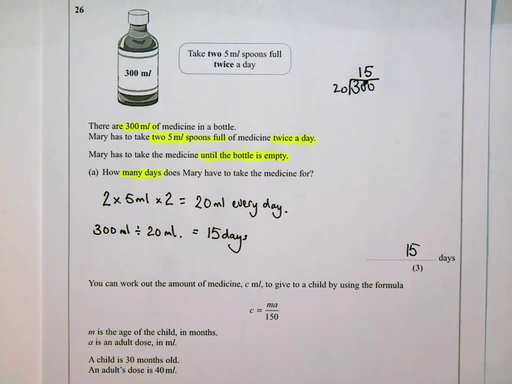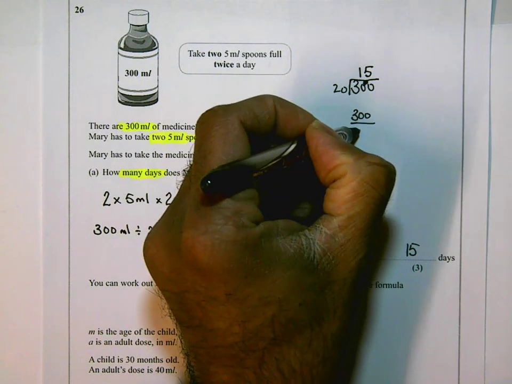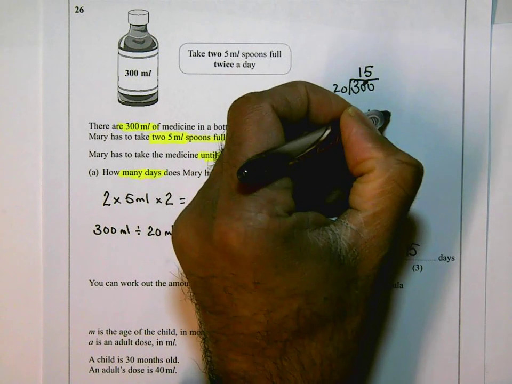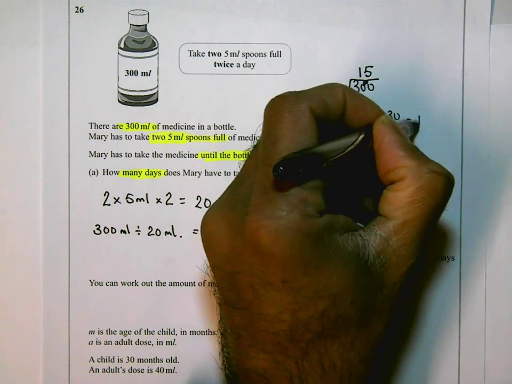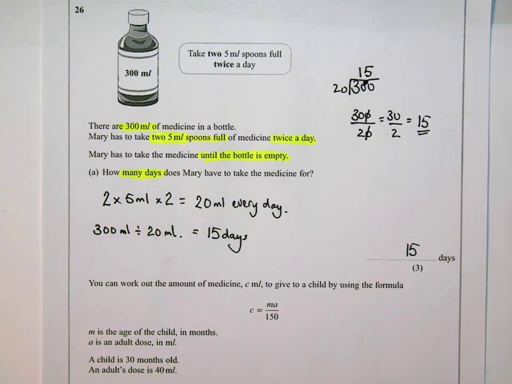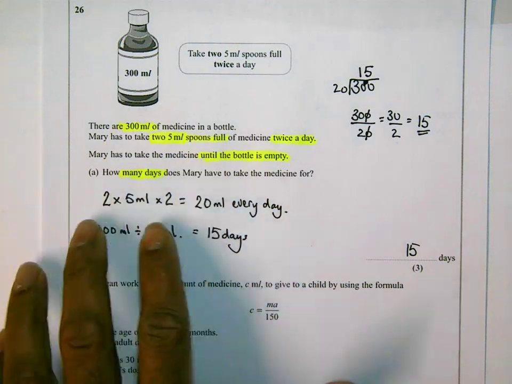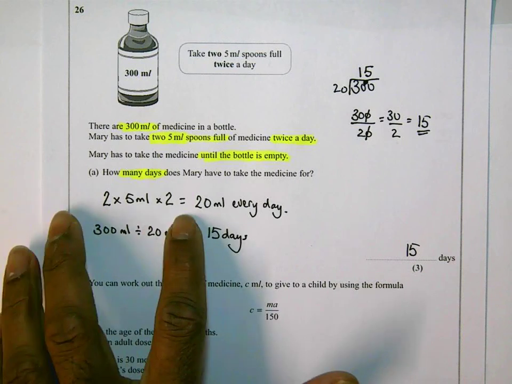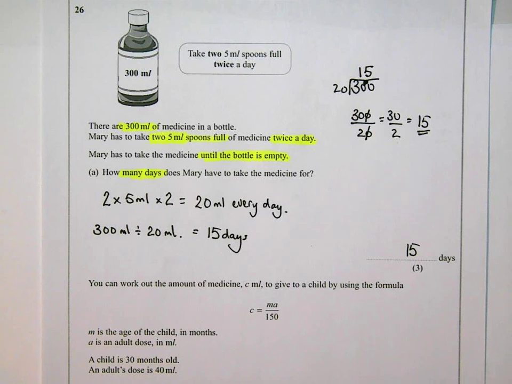Or alternatively, you could do 300 divided by 20. You could cancel out those 2 zeros, which leaves you 30 divided by 2. And 30 divided by 2 is 15. So whichever method you find the easiest, right? The hardest part of that question is doing that division, and the second hardest part is actually working out what you need to do. I think a lot of people will get the fact that every day she takes 20 milliliters. So you need to just break it down into smaller chunks.